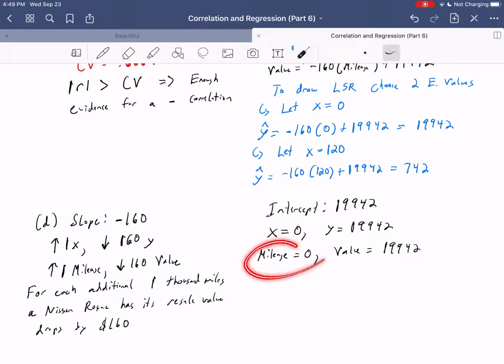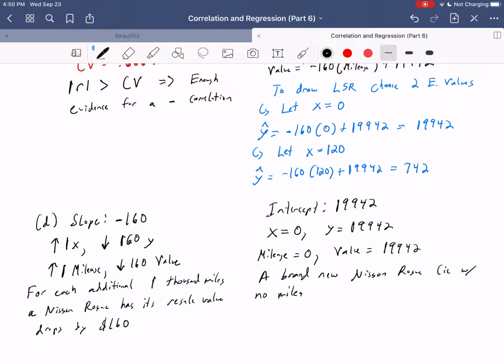So what does it mean for the mileage to be 0? You might say that doesn't seem to make sense, but keep in mind, mileage being 0 would probably indicate a brand new car. So this is saying that a brand new one of these Nissan Rogues, according to our model, if they have 0 miles, should be valued at $19,942. So we'd say a brand new Nissan Rogue, i.e. with no mileage, is valued at $19,942. And notice that that should sort of make sense, right?